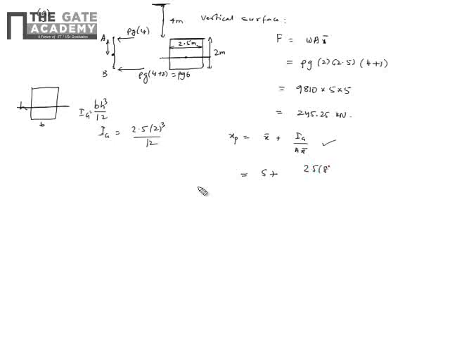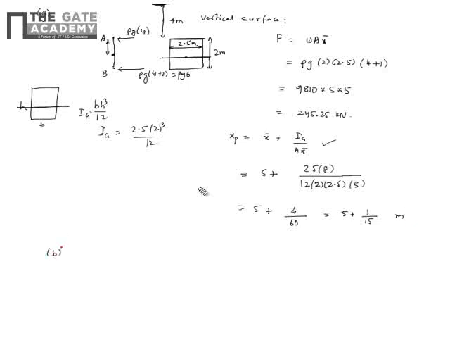2.5 into 2 cube is H cube by 12. Area is 2 into 2.5 and x bar is 5. So let's see, 2.5 gets cancelled. This is 4 by 12, into 5. So this is 5 plus 1 by 15, so close to almost this many meters. Okay, that is h P bar.